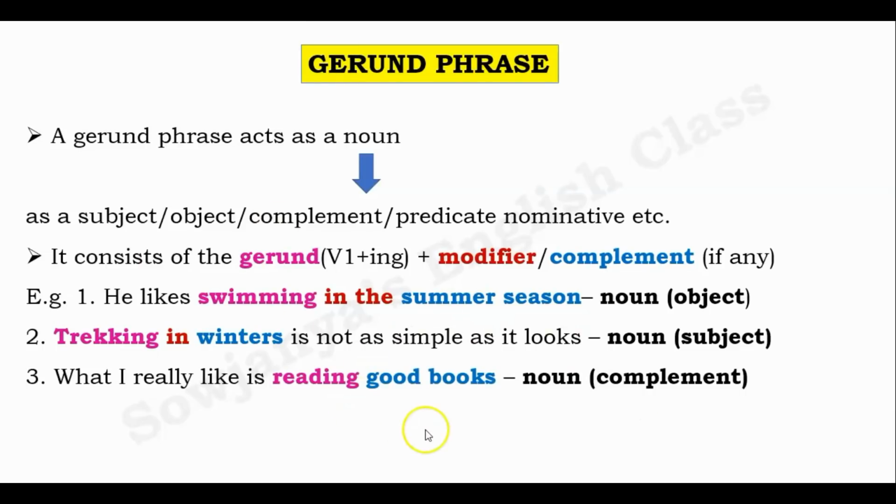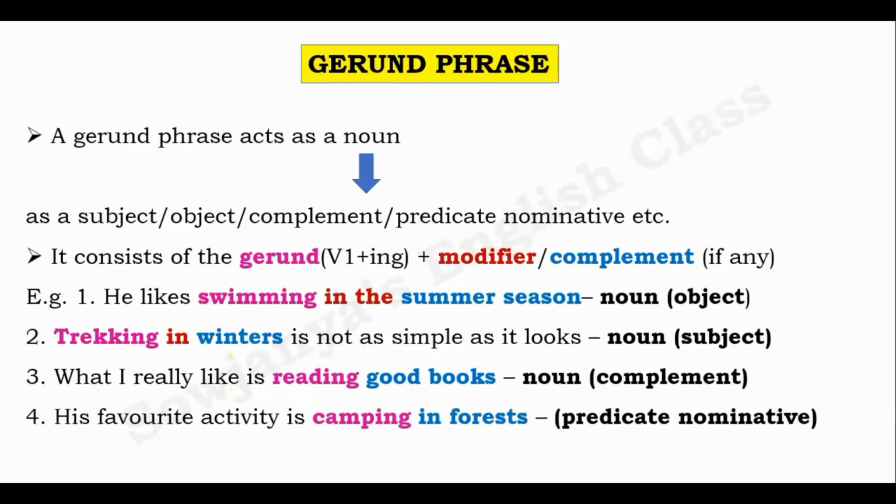What I really like is reading good books. I really like something, that is, reading good books. Here reading good books is acting as a complement. His favorite activity is camping in forest, that is a predicate nominative. Here we can see is, the linking verb.